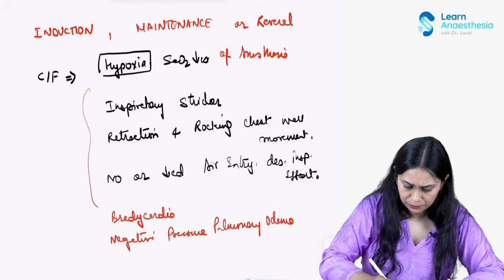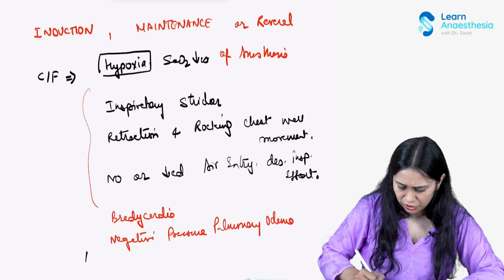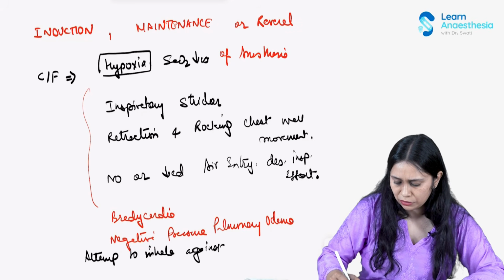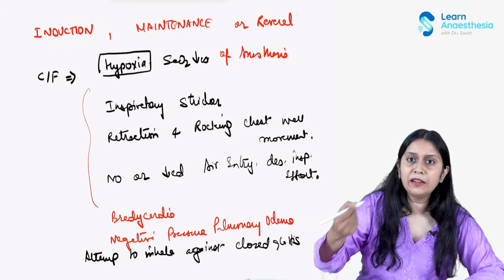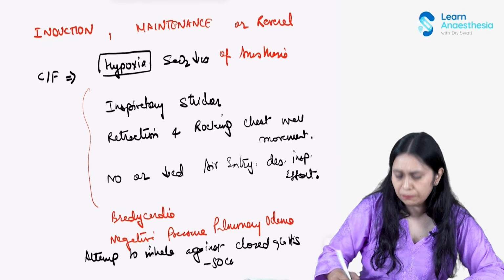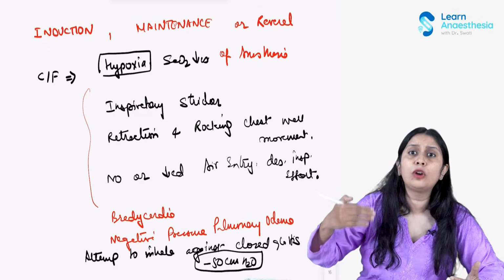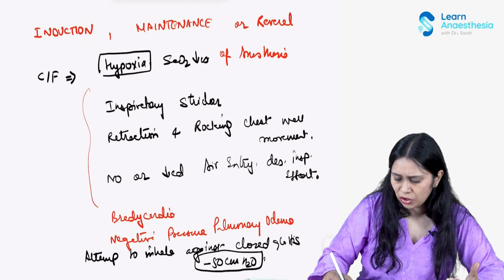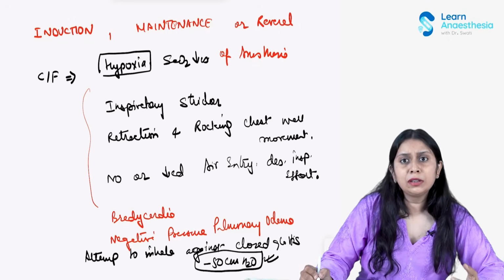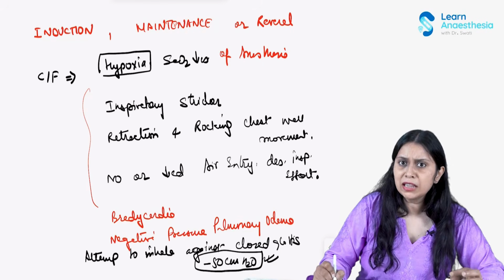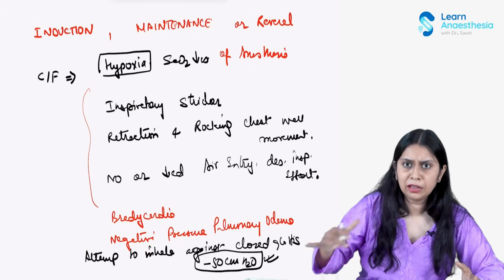So negative pressure pulmonary edema is happening because of the attempt to inhale against a closed glottis, and it is more commonly seen in young patients. When they develop the pressure, pressures up to -50 centimeter of water have been seen. This much pressure is most commonly associated with negative pressure pulmonary edema, and this much high negative intrathoracic pressure is mostly developed by young males, young sturdy people. So that's why negative pressure pulmonary edema is more commonly seen in the younger age group.